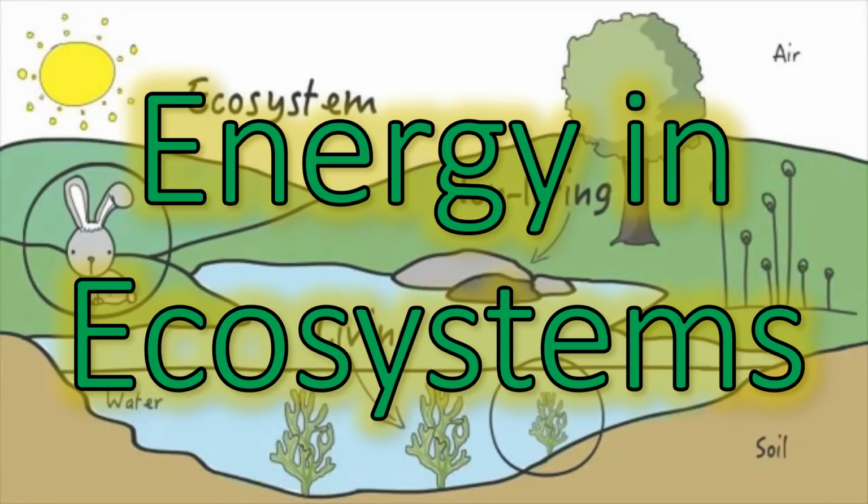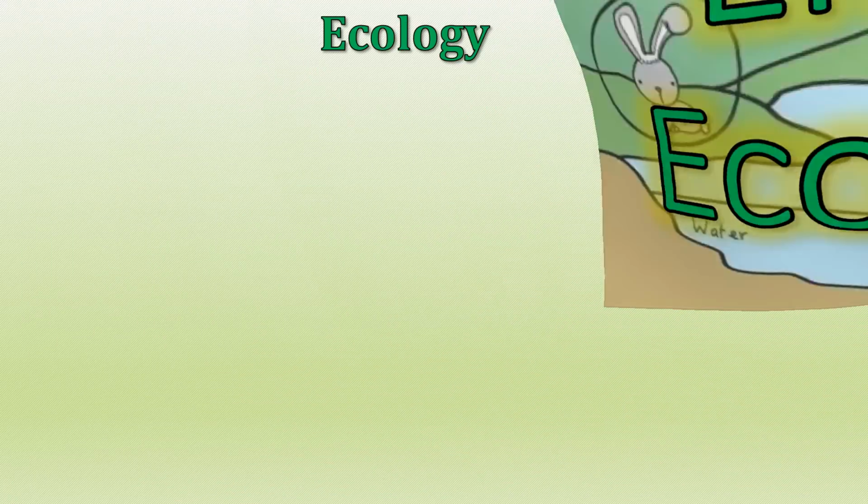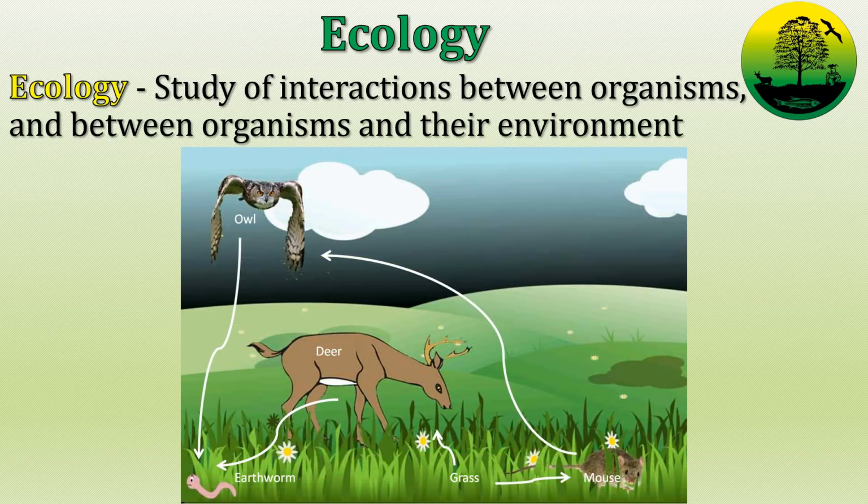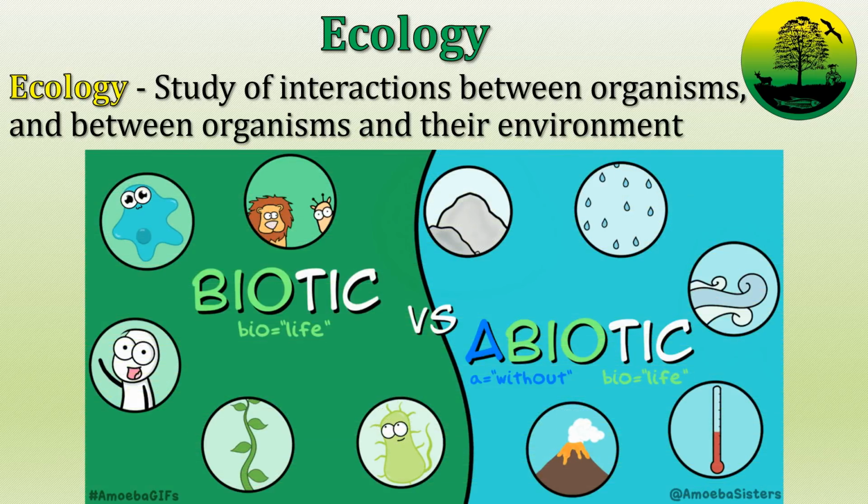Okay, we're going to talk about the energy that actually moves around in ecosystems. So first off, we really need to talk about what ecology is. Ecology is more or less the study of interactions between organisms, and of course, between organisms and their environment. So how the owl is interacting with the earthworm, how the deer is interacting with the mouse, and of course, how the deer is interacting with the air and the clouds and all those other things that make up part of the environment.